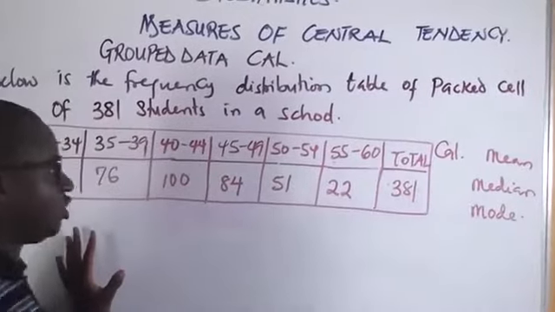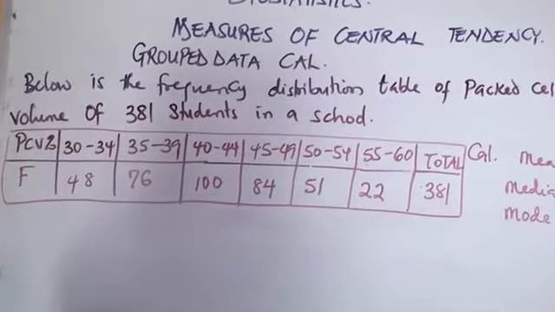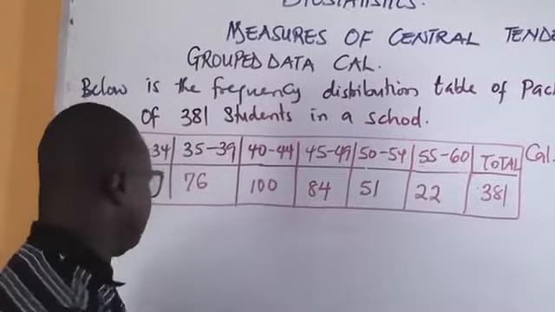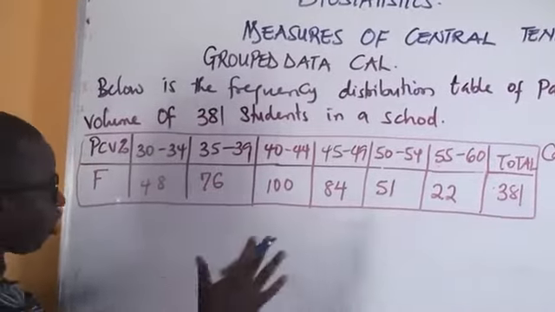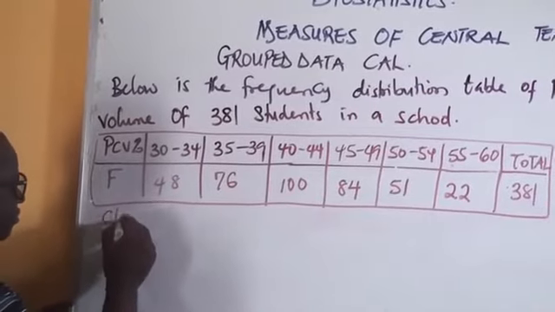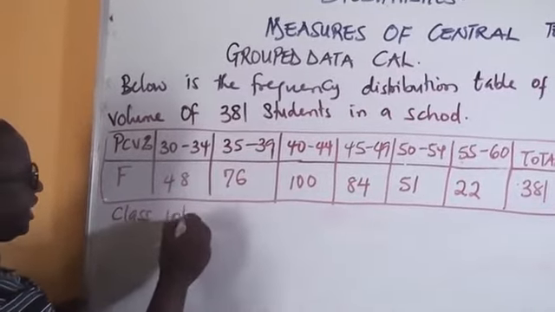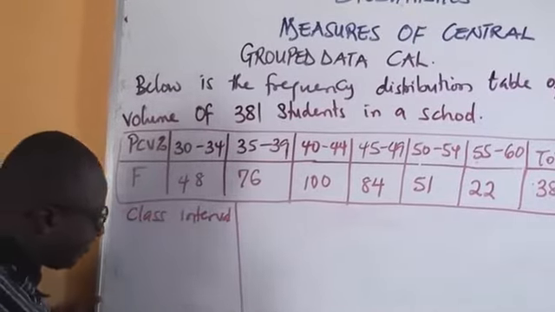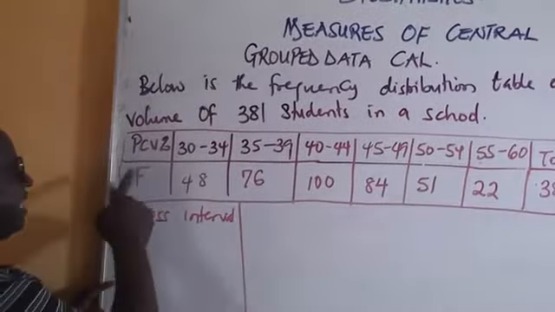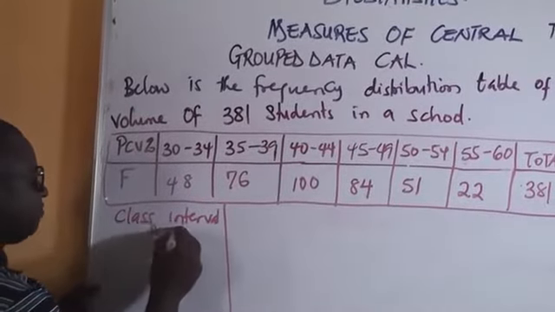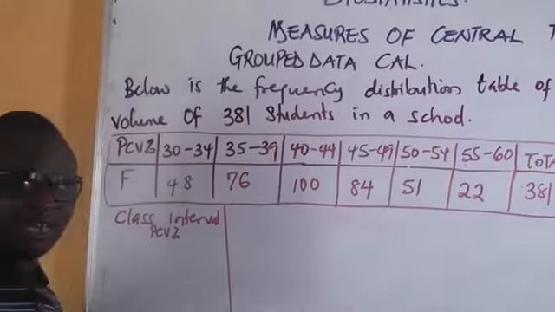This is the question, and we need to start. We need to create tables on how to solve this mean. So you have 4 columns. The first column is called the class interval, and your class interval actually represents your PCV. Are we together? So I can just write PCV, which stands for packed cell volume.